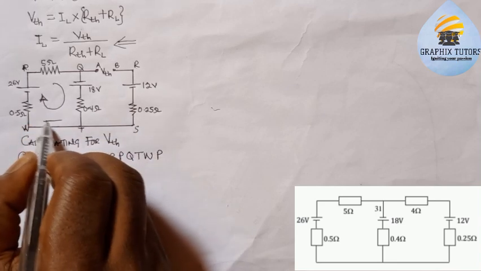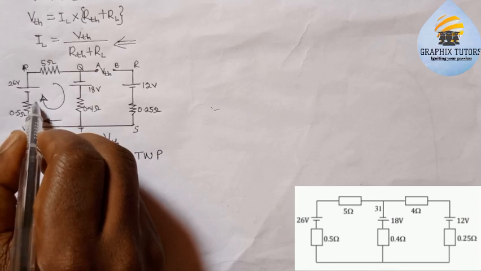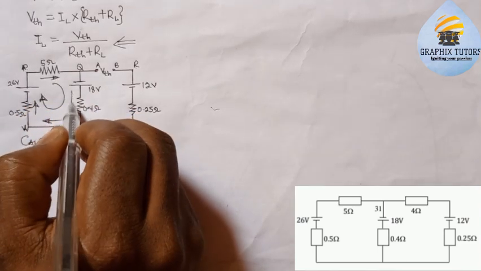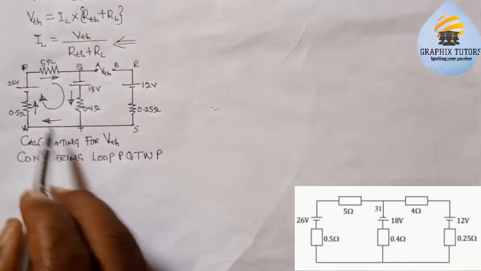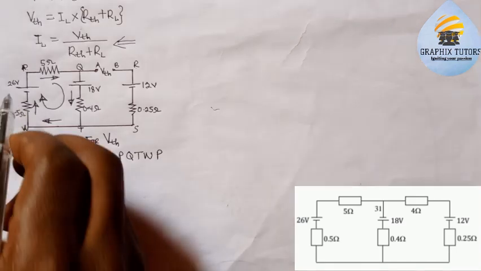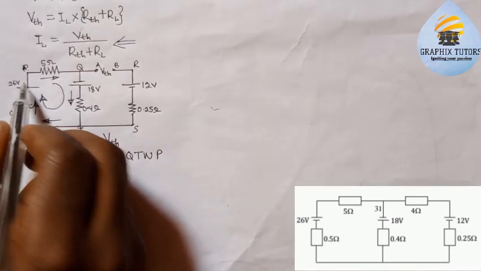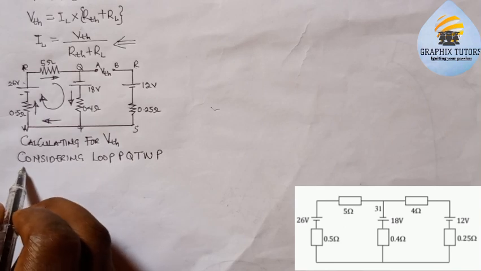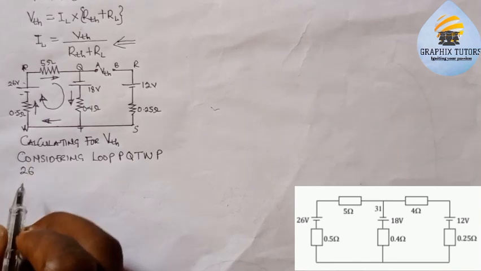So I'm coming in this direction. This is how I'm coming. This is how I'm coming. And this is how I am coming here, right? So I'm going in a clockwise manner. Now we know that current moves from a lower potential to a higher potential, right? So I'll be having 26, that will be positive.